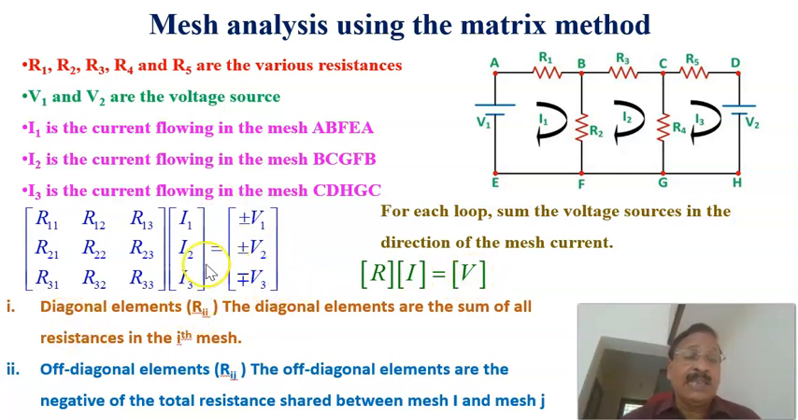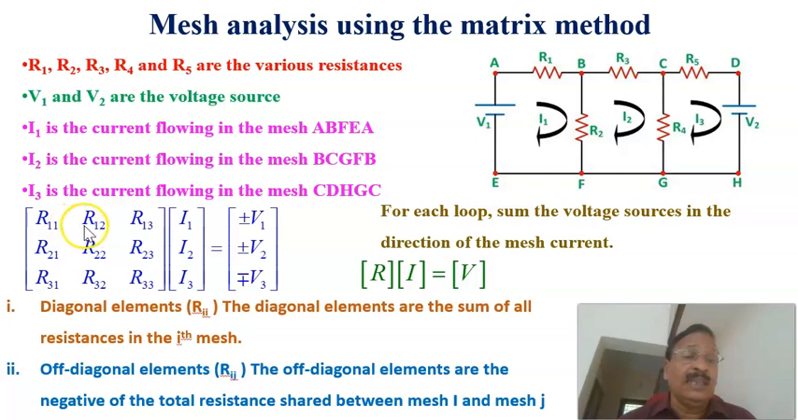For the diagonal elements, as already seen, they are the sum of all the resistances in the mesh. R11 is equal to the sum of all the elements in the first mesh, R1 plus R2. Similarly, R22 for the second mesh is R2 plus R3 plus R4. And for the third mesh, R33 is equal to R4 plus R5.